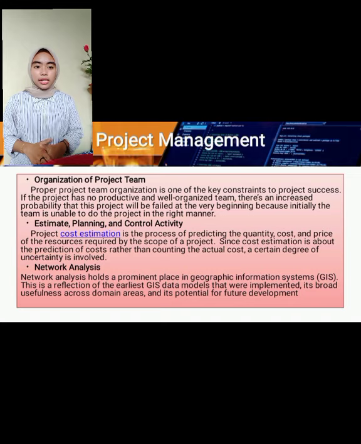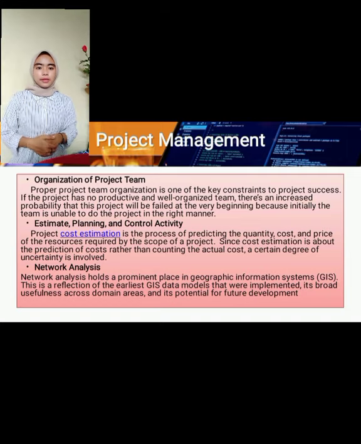Okay, the first, organization of project team. Proper project team organization is one of the key constraints to project success. If the project has no productive and well-organized teams, there is an increased probability that this project will fail at the very beginning because initially the team is unable to do the project in the right manner.